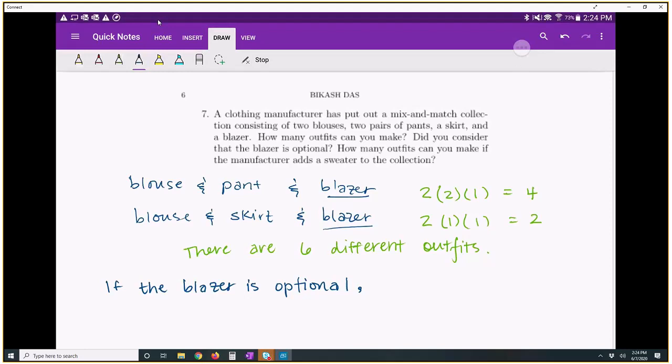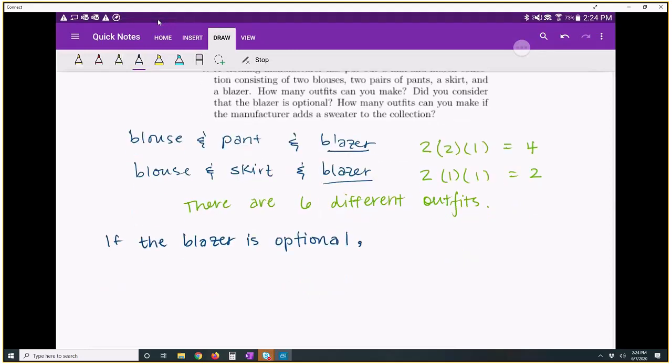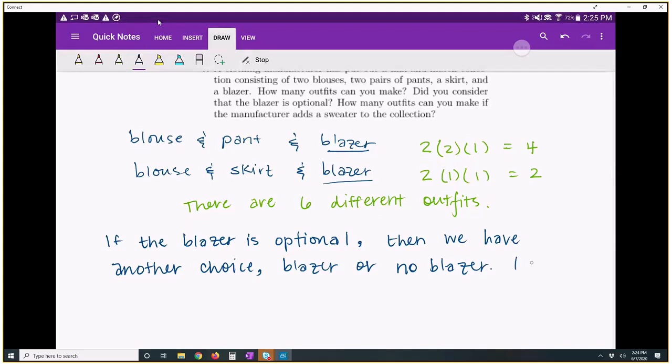So here we could have blouse and pant and blazer, or we could have blouse and pant and no blazer. Blouse and skirt and blazer, or blouse and skirt and no blazer. And what this does is it doubles the possibilities. So in all, there will be 12 different outfits now.